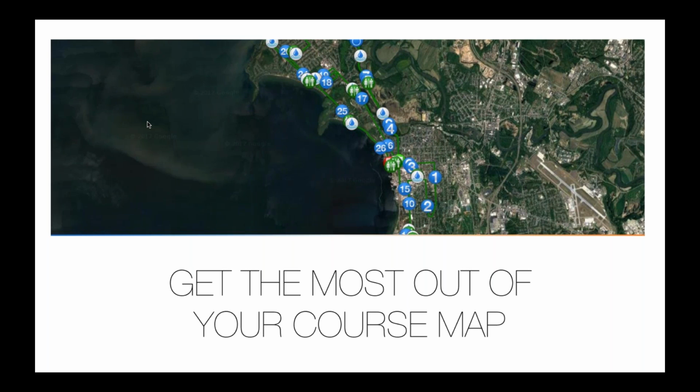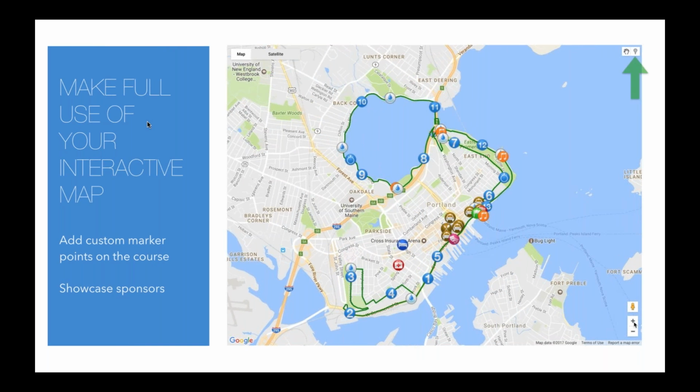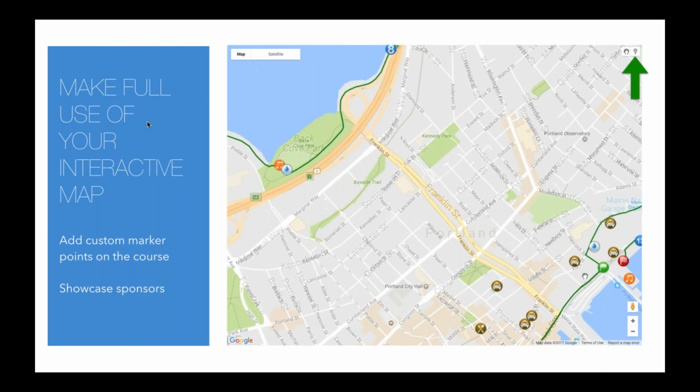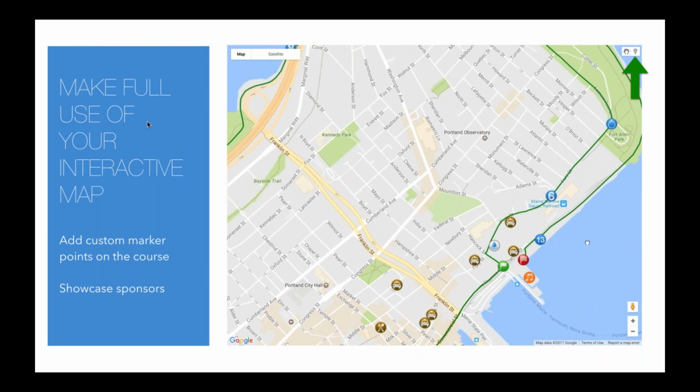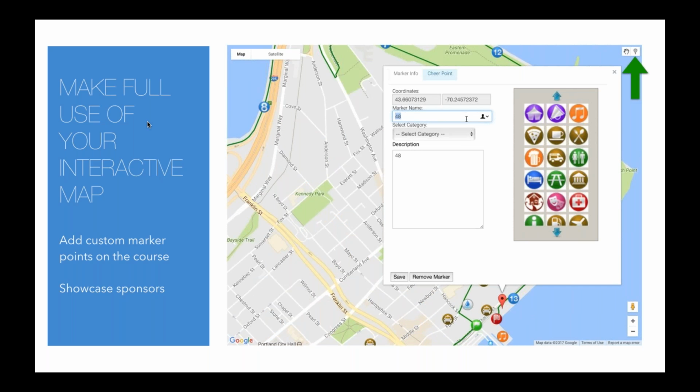So there are a couple other things you can do to get more out of your map in RaceJoy. So let's cover those. The first one is you can customize your course map with various markers on the course, like water stops, entertainment, medic tents. You simply go to your course map in RaceJoy's dashboard and then click on the little marker tool on the top right corner, and then click on the location you want to add it to.